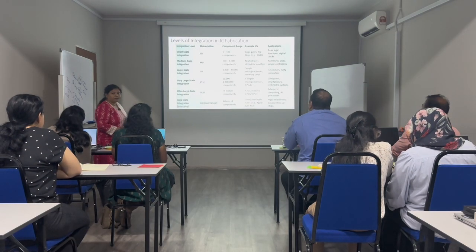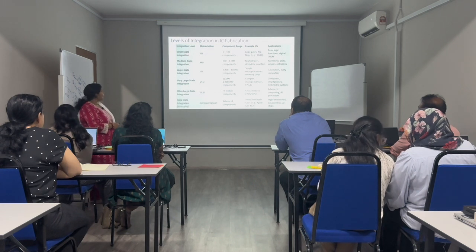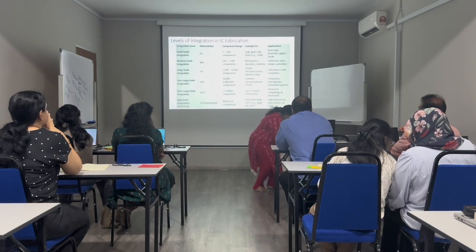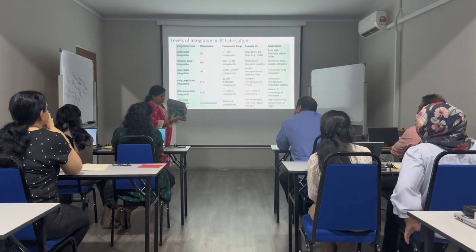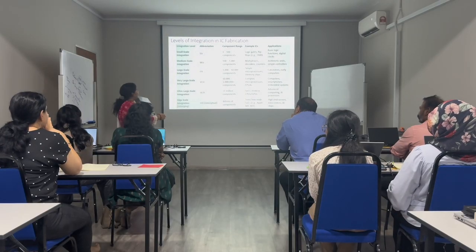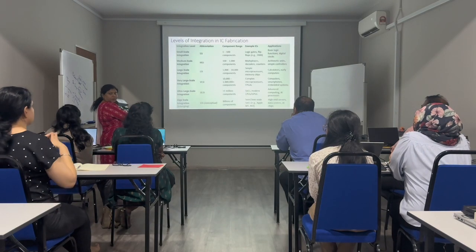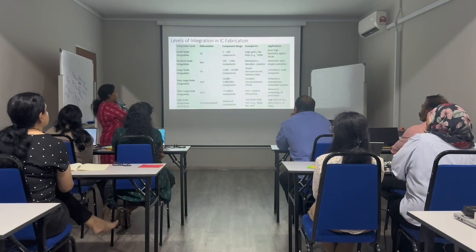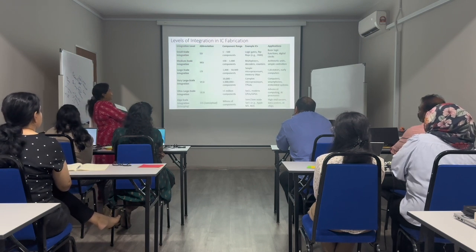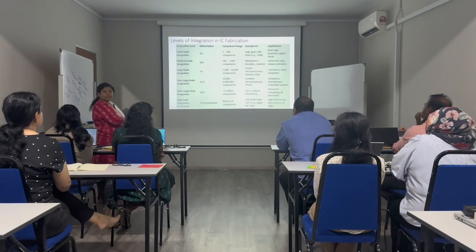So next we have seen the levels of integration in IC fabrication. The first is called small scale integration, SSI. We have seen already that in an IC, you have discrete components, right? If the IC contains only 1 to 100 components, the process is called small scale integration, SSI. All digital ICs will fall under small scale integration, right?